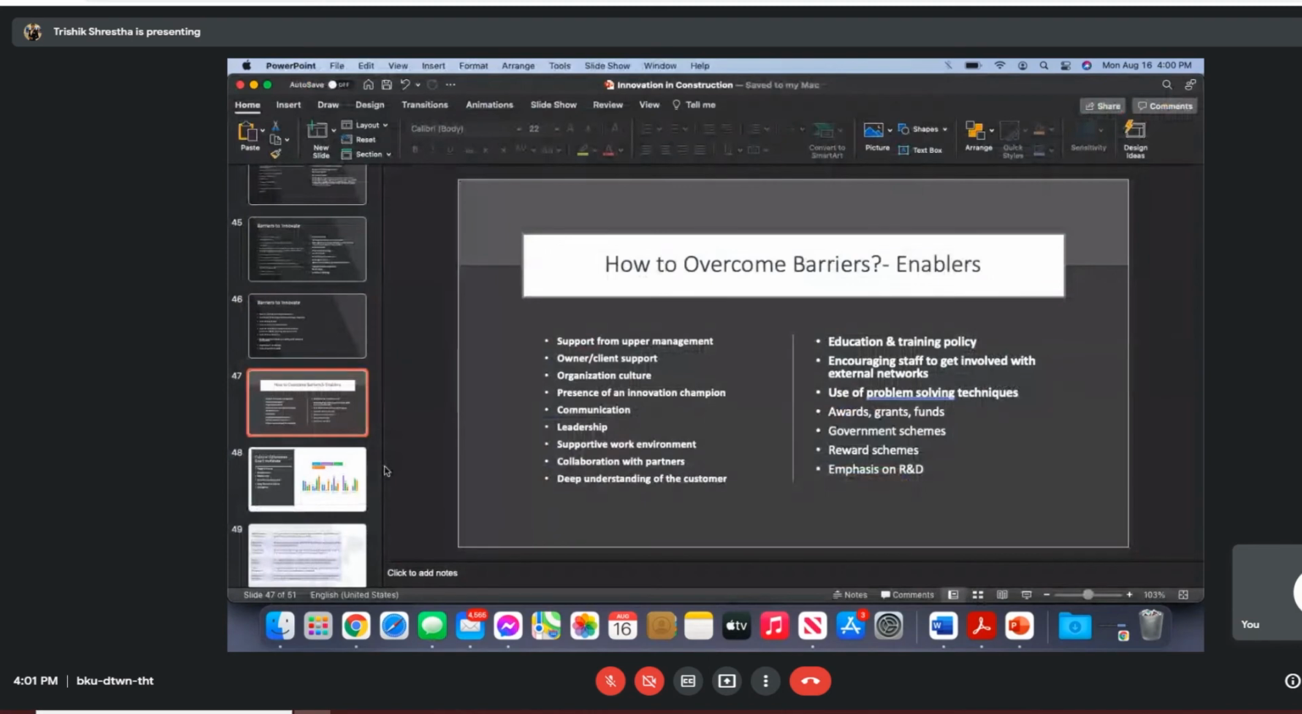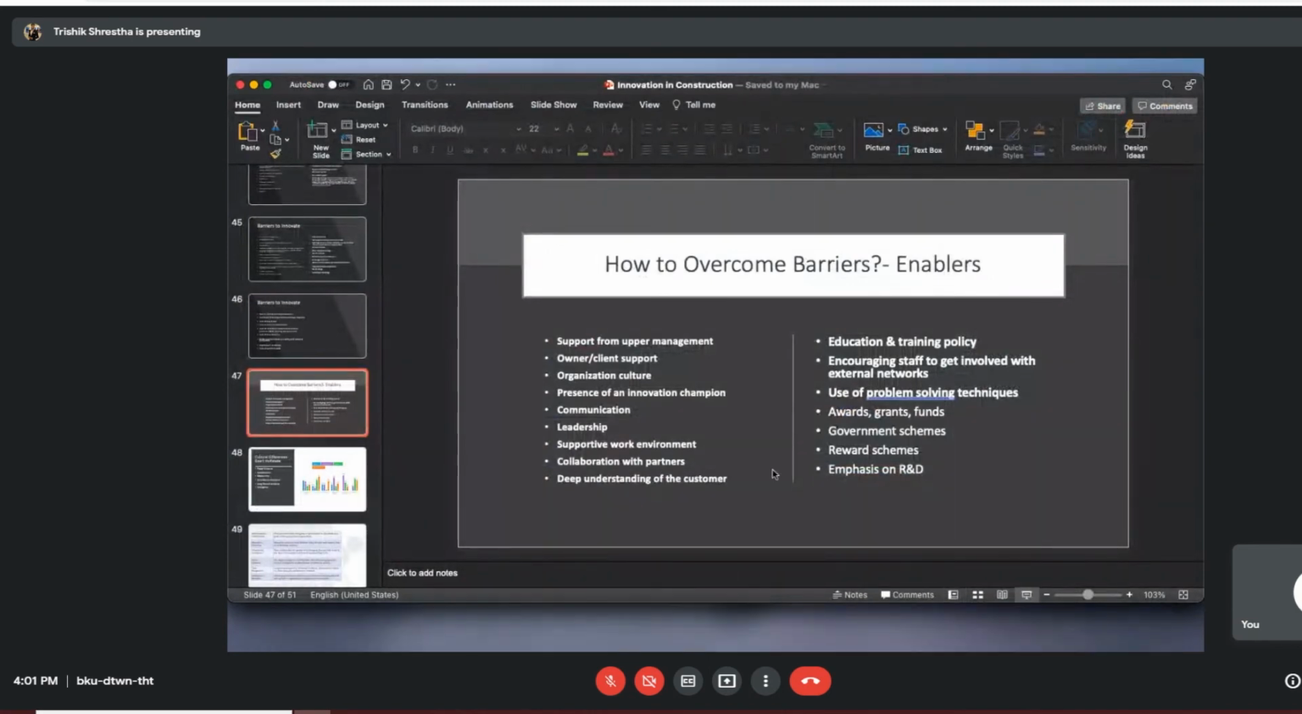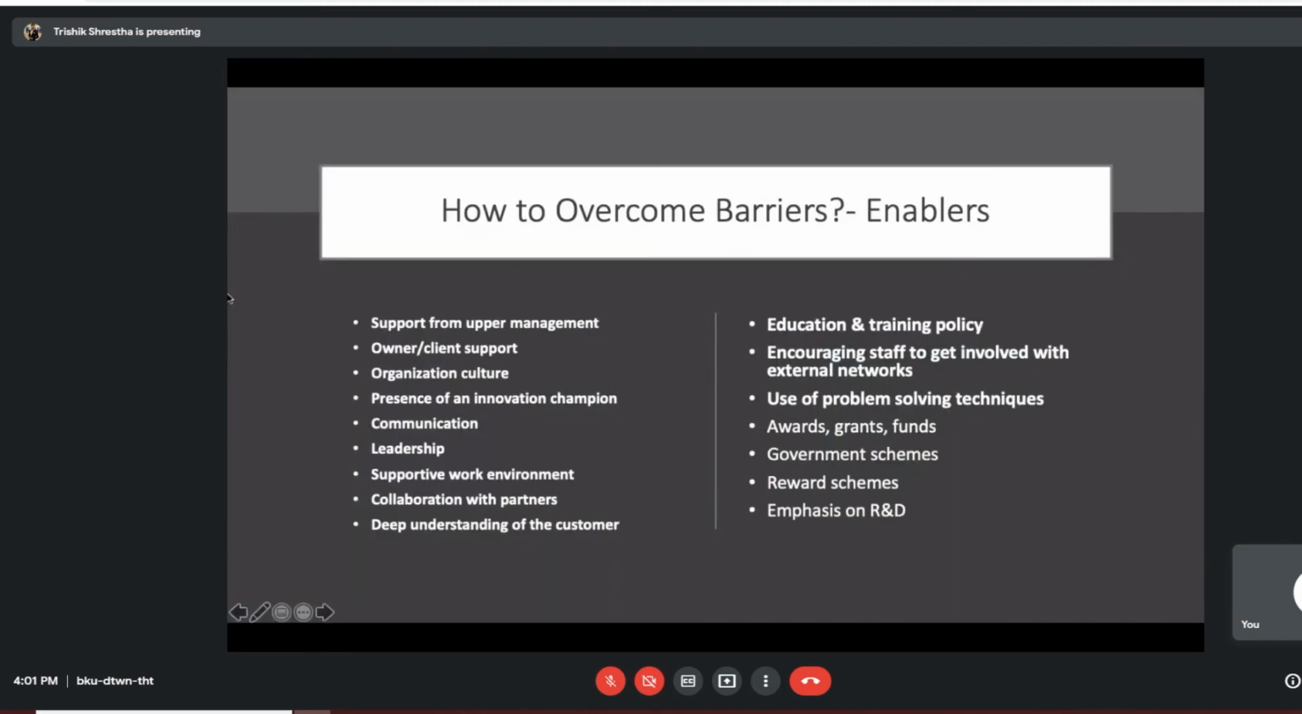So what does it take to overcome barriers, right? These are things that are pretty widely used in not just the construction industry, but in any industry that focuses on innovation or any industry that focuses on improving its functionality. It does not need to be limited to the construction industry, but it works just as well, right?